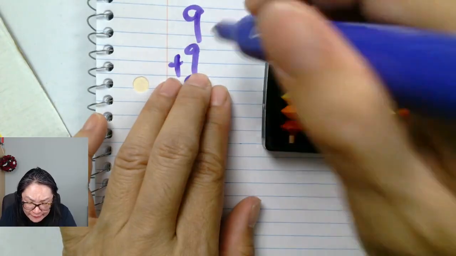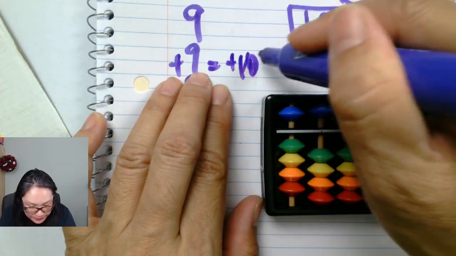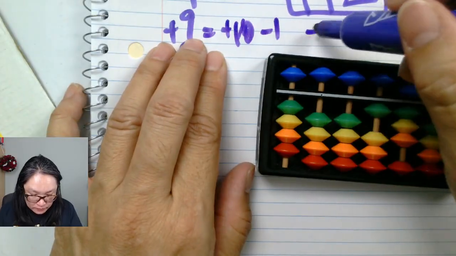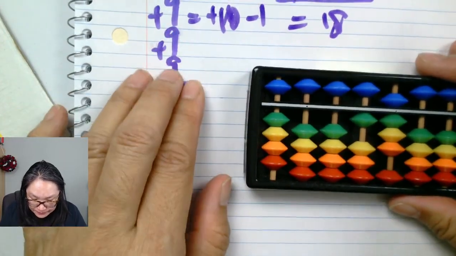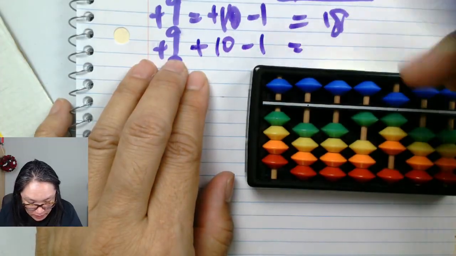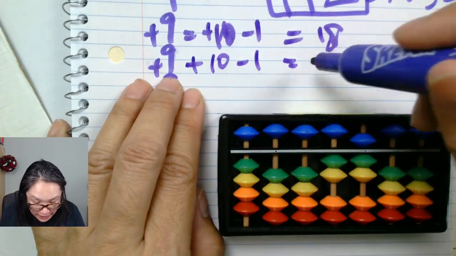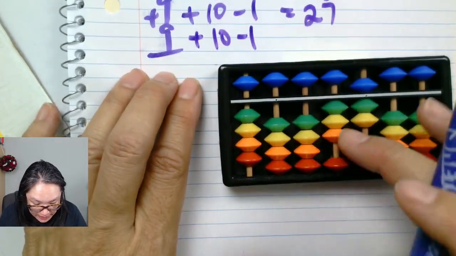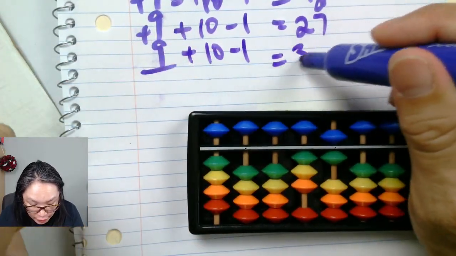So when we add a 9, it is equal to plus the 10 minus 1, which becomes 18. We add another one, plus the 10 minus the 1. Now we have 27, right? And then plus the 10 minus the 1 again, we get 36. So you would have to be cumulative.